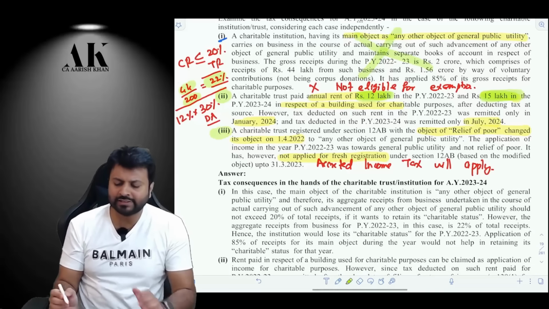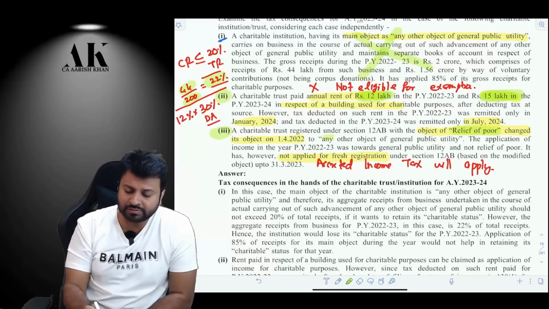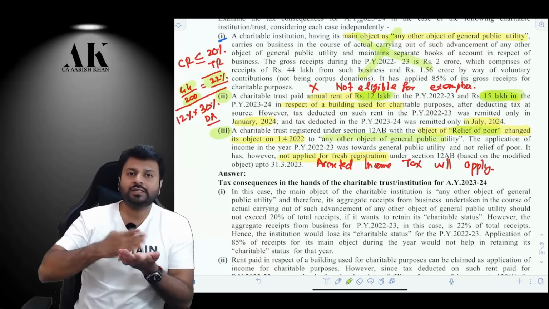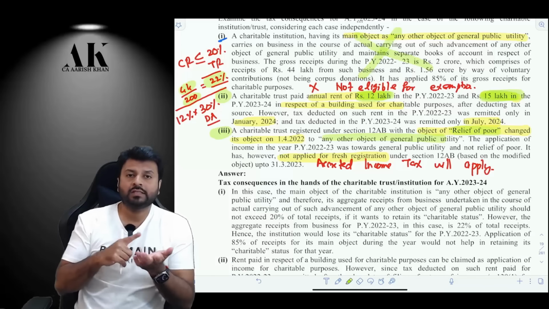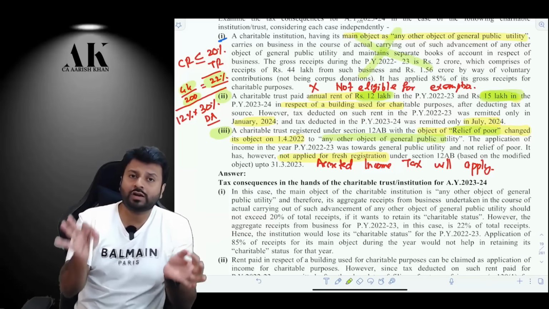Third case, a trust was there which was registered as a relief of poor. Now suddenly they change their object to any other object of general public utility. So if you are changing your object or if you are adopting a new object, then you have to make an application to the Commissioner of Income Tax within 30 days. If you don't do that, your trust will lose its exemption.